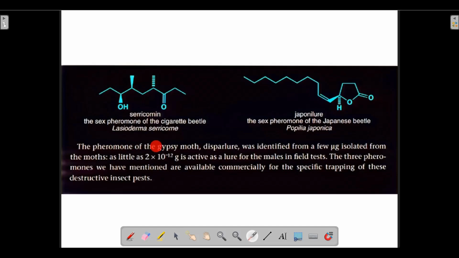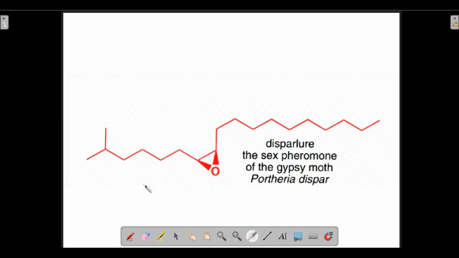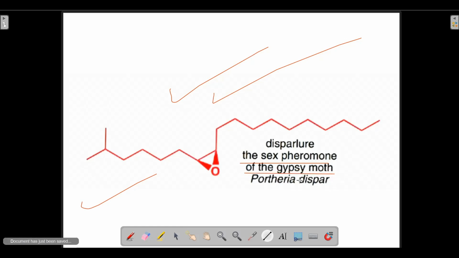So the pheromone of the gypsy moth is disparlure. Now what does disparlure look like? Disparlure looks something like this. And this is the sex pheromone of the gypsy moth.